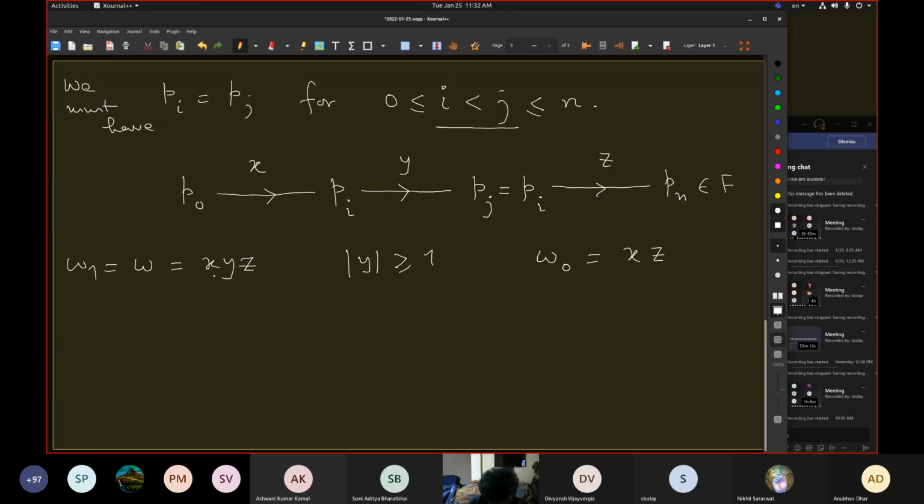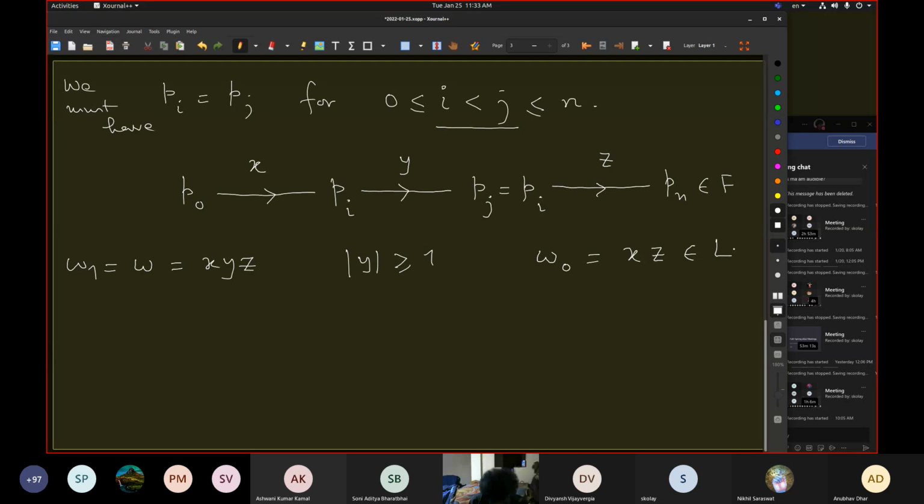Then what will happen? The DFA will start from the same start state. It will come to Pi. But Pi is the same as Pj. So even if it does not read the intermediate substring Y, it will stay in this same state. Then it reads Z and eventually reaches the final state Pn. Agree or not? In other words, this will be in L as well. Happy?